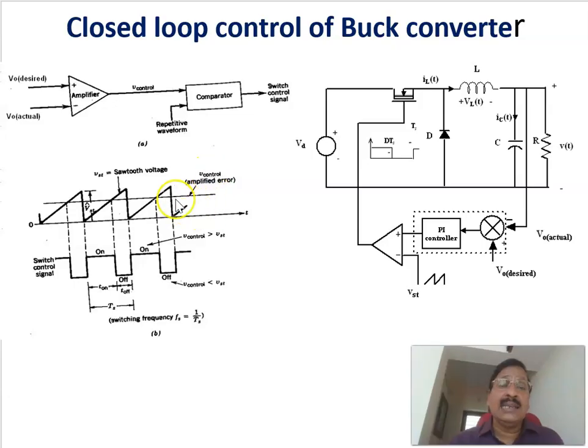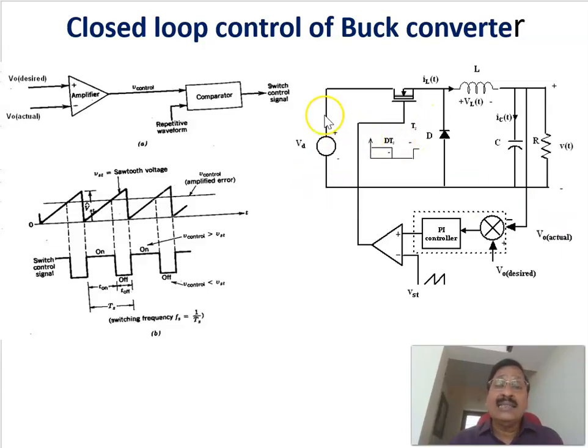As this gets increased, we are comparing with a sawtooth waveform, since it is given to a positive terminal here. As this increases, the on period increases and the off period reduces, or the duty cycle increases. Finally the duty cycle will come to, see here 75 and here 50, 50 by 75 or 2/3, or 0.667, or 66.67%. It will settle down to that value.